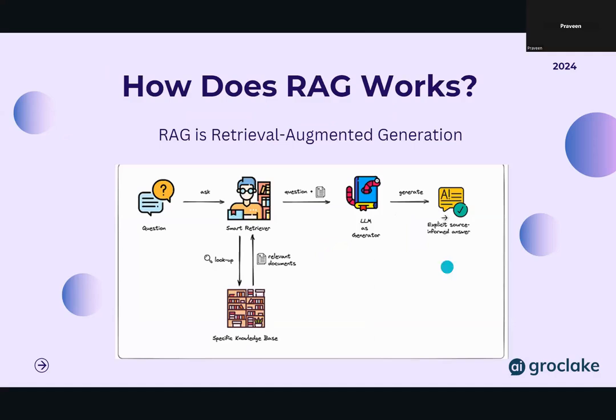Okay. So how does a RAG work? Just imagine if the system was without a RAG, this was your LLM, this part would not have been there. The smarter retriever and specific knowledge base would not have been there. You just receive a question and the question would just be answered.